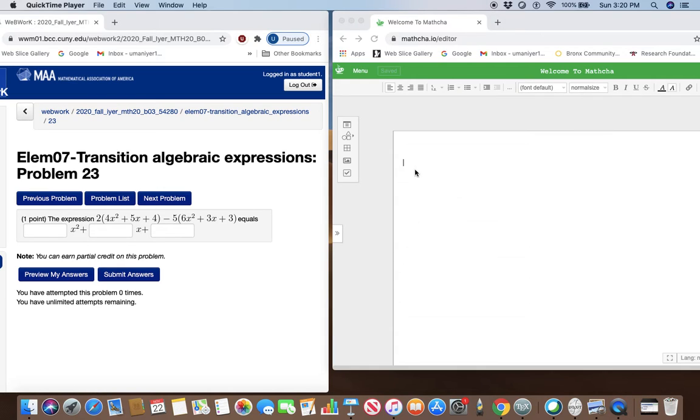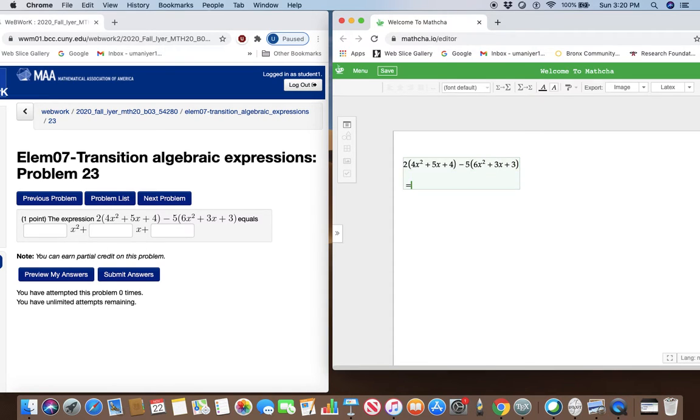Come back, problem 23. Let's see. It says 2 times (4x² + 5x + 4) minus 5 times (6x² + 3x + 3). Well, distribute the 2 first. 2 times 4, 8x², plus 2 times 5, 10x, plus 2 times 4, 8.